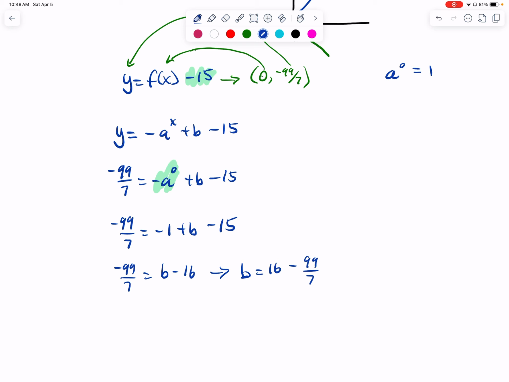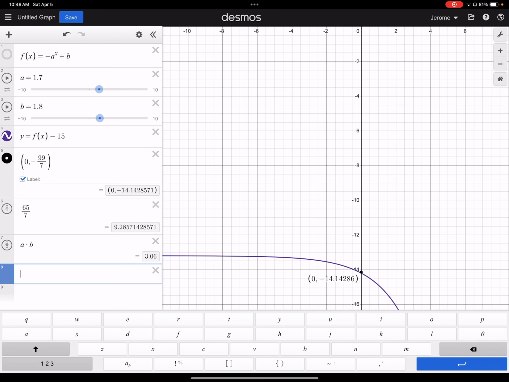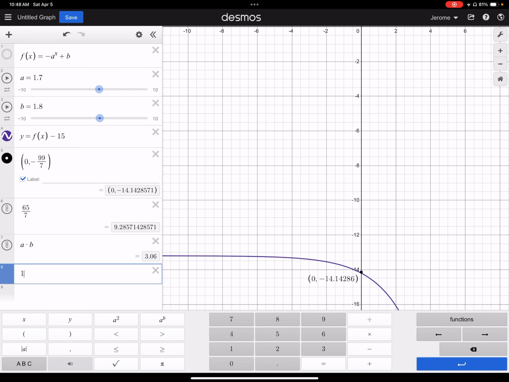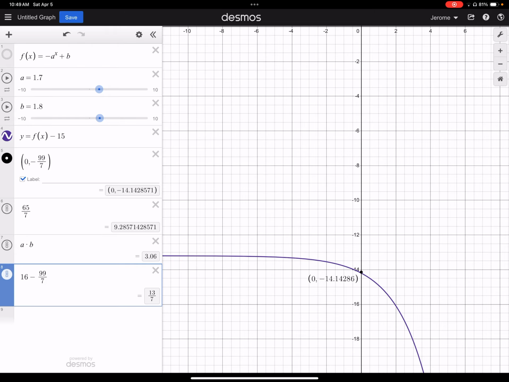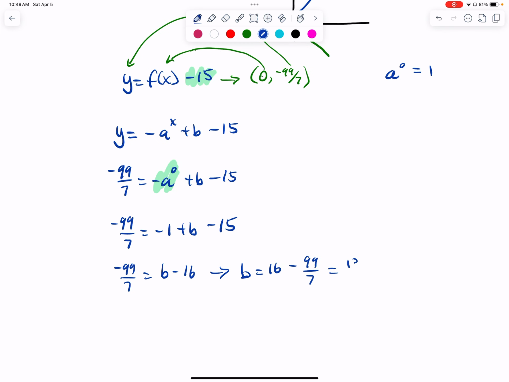You can absolutely do this without a calculator, but my gosh, save yourself some time. Just throw that into the calculator. Let's compute whatever 16 minus 99 over 7 is. 16 minus 99 divided by 7. And go ahead and turn that thing into a fraction. Right underneath the 8, there's a little fraction conversion button there. So it's a nice neat 13 over 7. So 13 over 7.